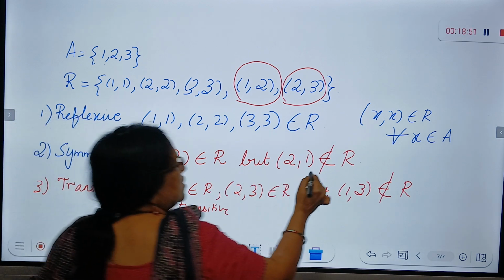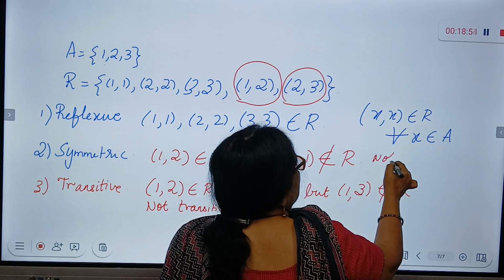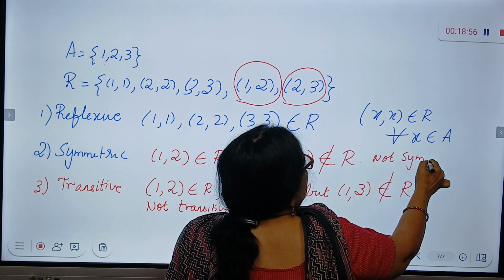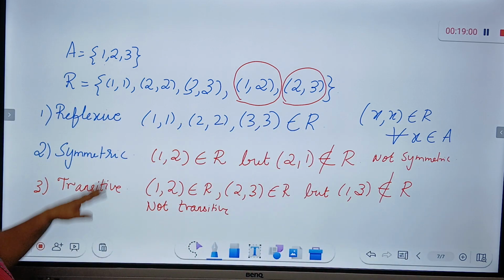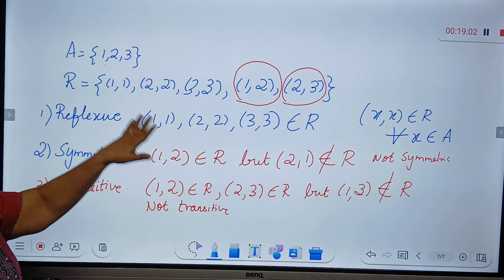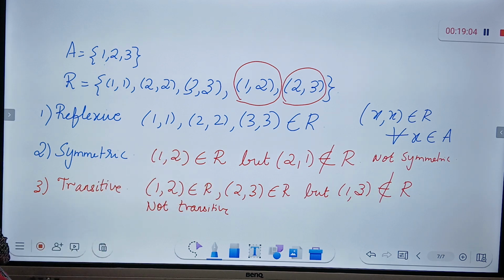Symmetric, was it symmetric? No. So, not symmetric either. So, this is only reflexive, neither symmetric nor transitive.